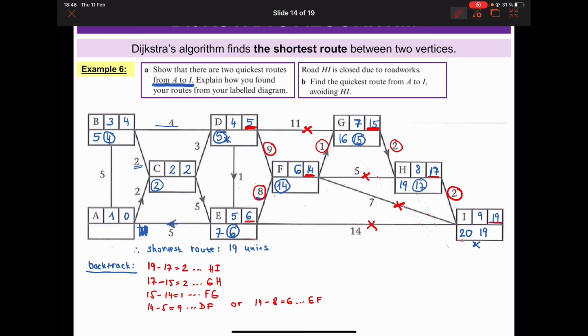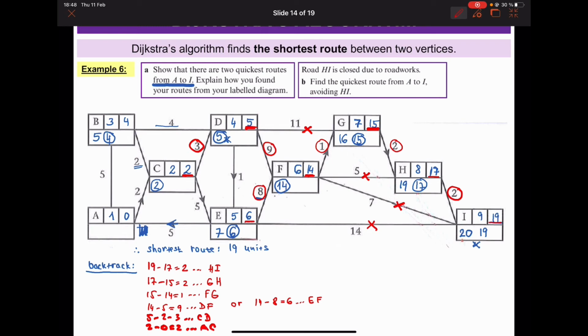DF, this path. So I am at D. So 5 minus 2 is 3. So that's what I want. What will give me CD? And then the final one, 2 minus 0 is 2. So what will give me AC?